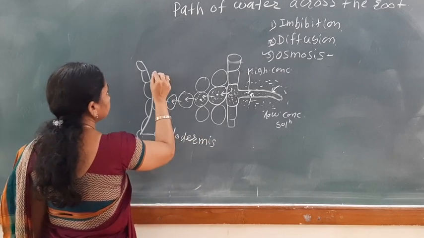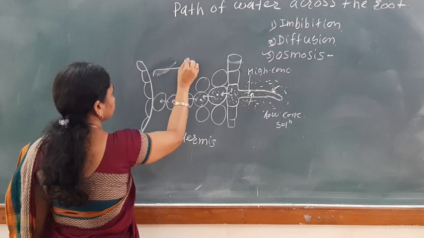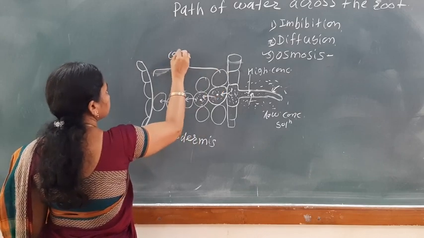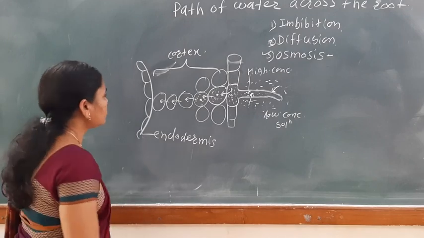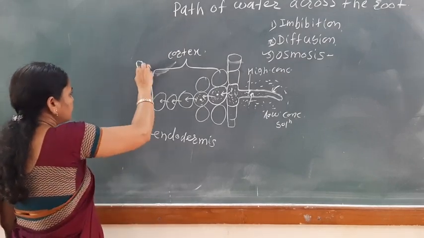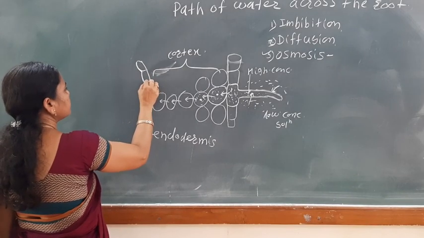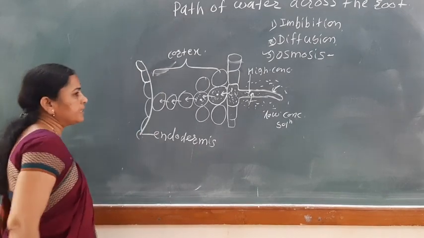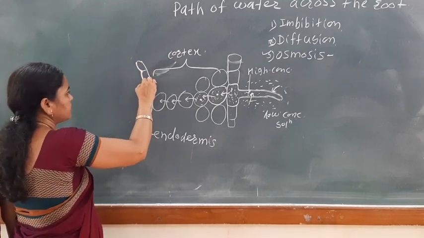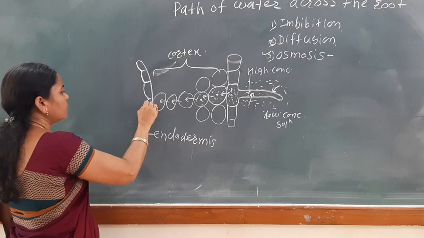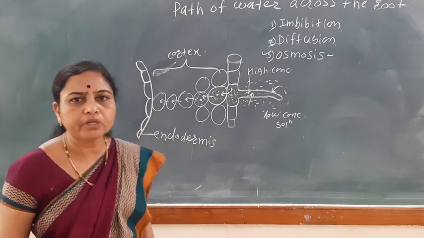Okay, this region is the cortex. Here is the endodermis, in whose wall there are two types: one is the radial wall, and another is the tangential wall. This tangential wall of the endodermis is mainly made up of suberin.